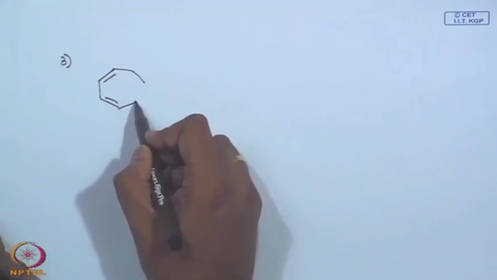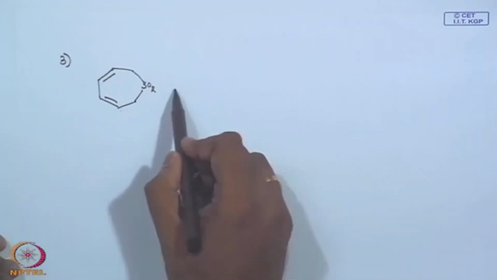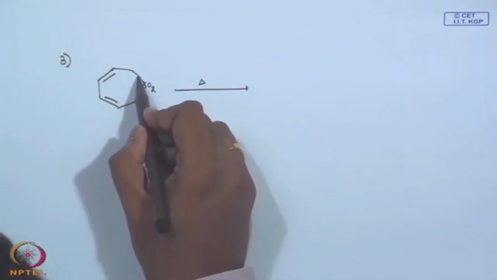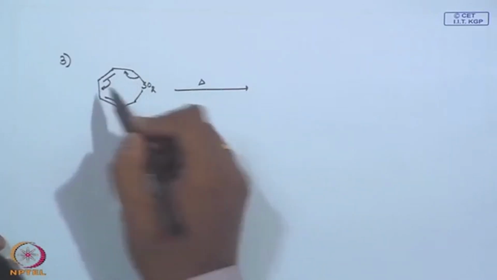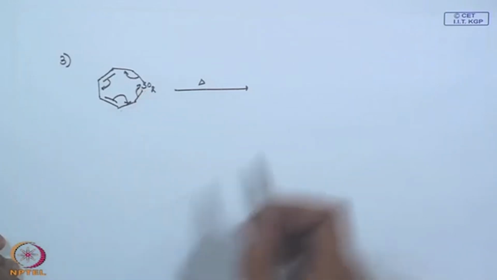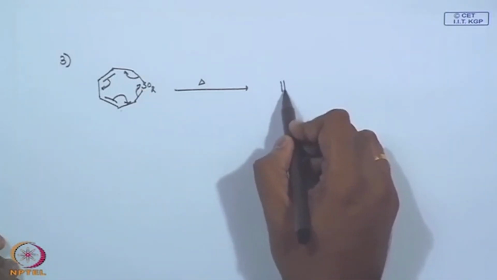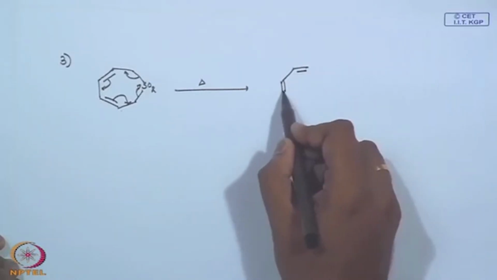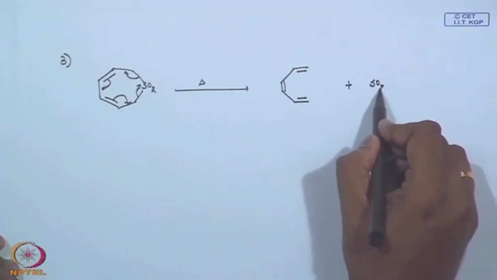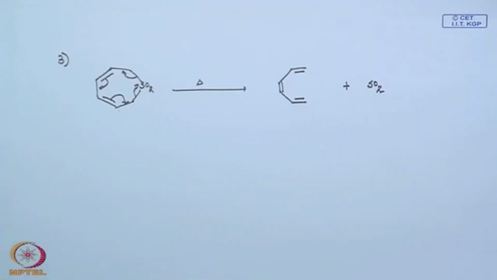Now we have a system like this, on heating you can see nice extrusion of your sulfur dioxide. You can happily push your bonds here, giving you what you get. Yes, you get a nice triene plus you get an extrusion of your sulfur dioxide. See, so this is what we call chelotropic reactions.